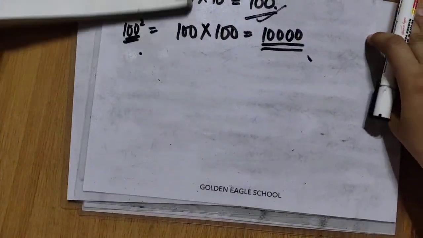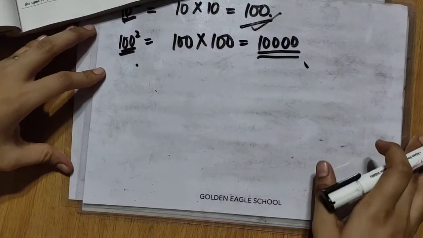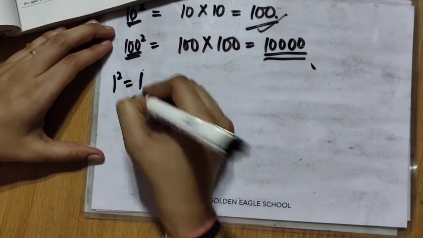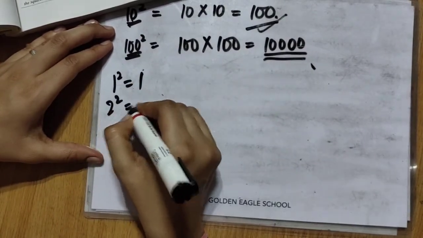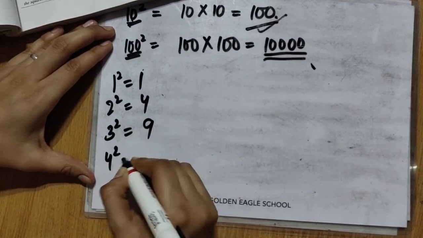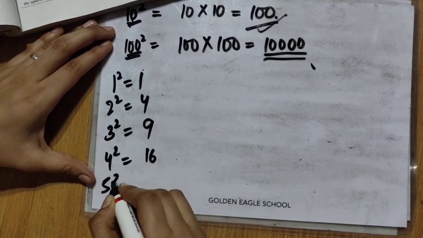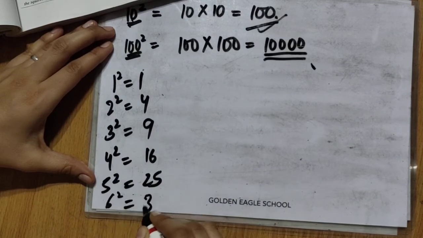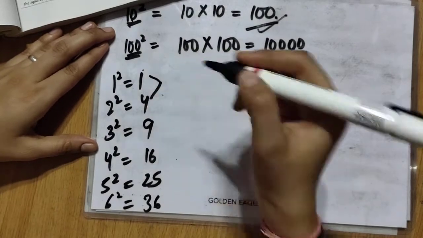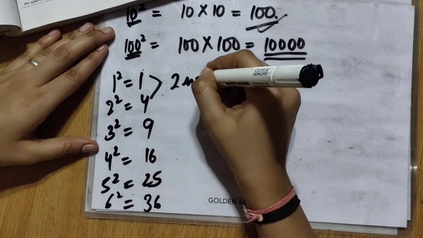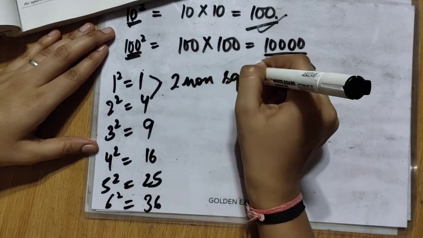Whenever we find the squares of two consecutive numbers, like 1 square is 1, 2 square is 4, 3 square is 9, 4 square is 16, 5 square is 25, 6 square is 36. So between 1 and 4 we have two non-square numbers, right?